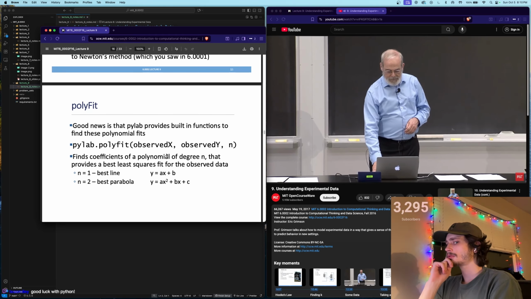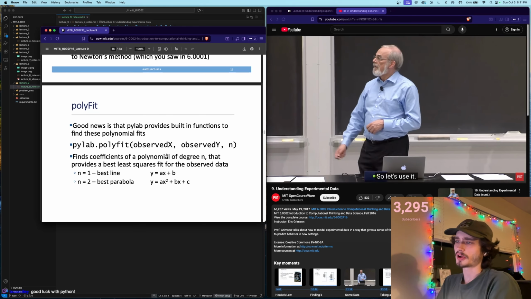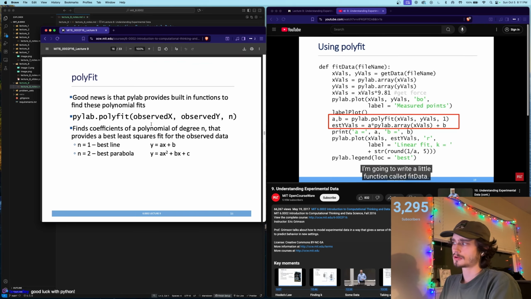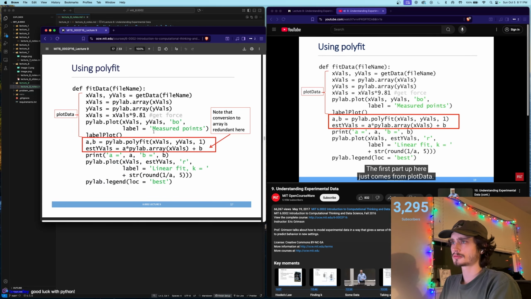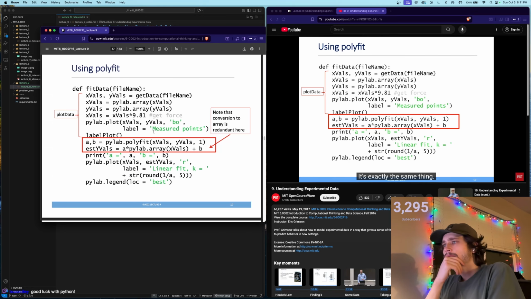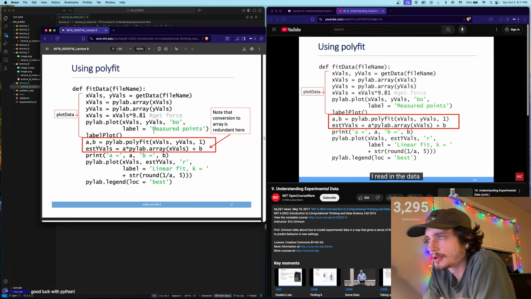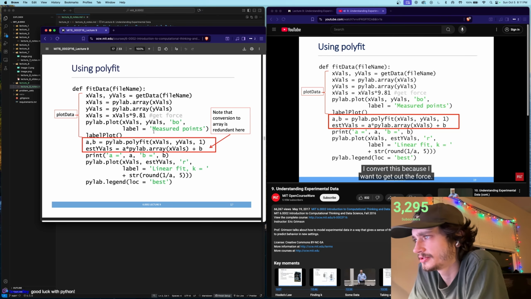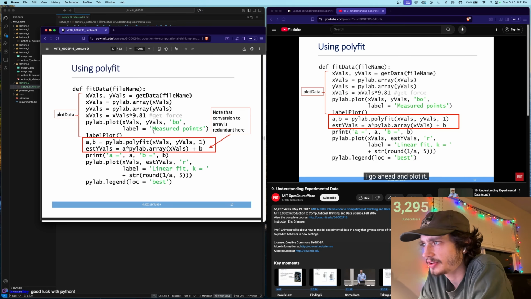Okay, so let's use it. I'm going to write a little function called fit data. The first part up here just comes from plot data. It's exactly the same thing. I read in the data, I convert them into arrays, I convert this because I want to get out the force. X values I go ahead and plot, and then notice what I do.